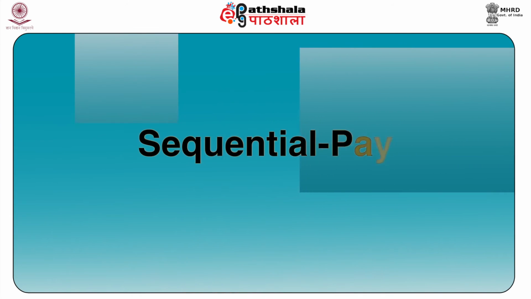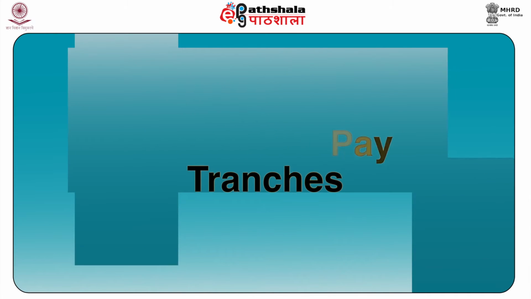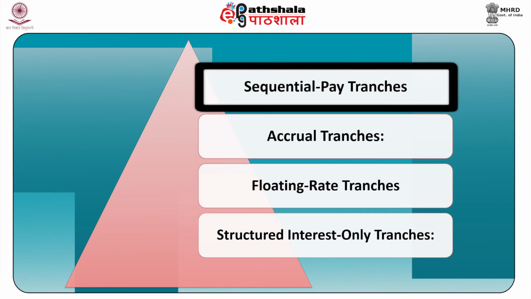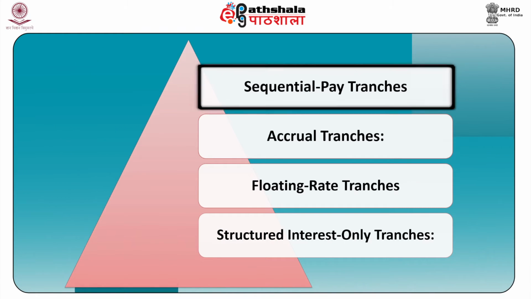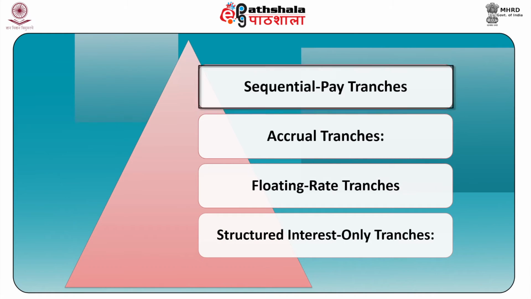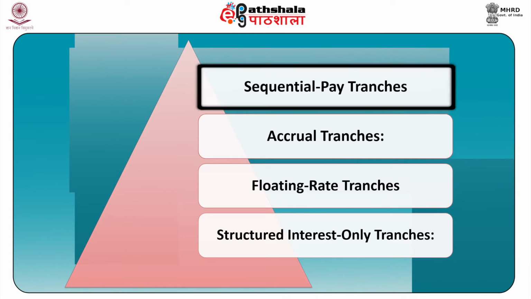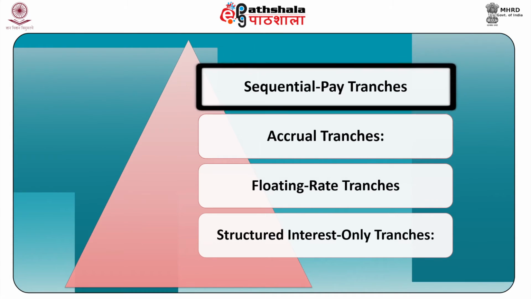There are various types of structures of collateralized mortgage obligations. These structures differ in terms of distribution of interest, principal and repayment received on mortgages among the various bonds or tranches. These structures are described as follows. First, sequential pay tranches. In case of sequential pay tranches, CMO is structured in a manner so that each class of bonds can be repaid sequentially.